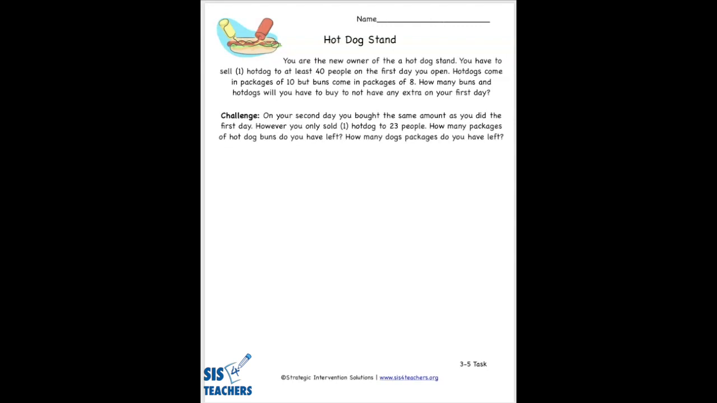We're going to add a challenge into this task to let kids know that on their second day of opening the hot dog stand, they're going to buy the same amount that they did on the first day. However, they had less customers and only sold one hot dog to 23 people. So we want to know, how many hot dog bun packages are you going to have left, and how many hot dog packages are you going to have left?